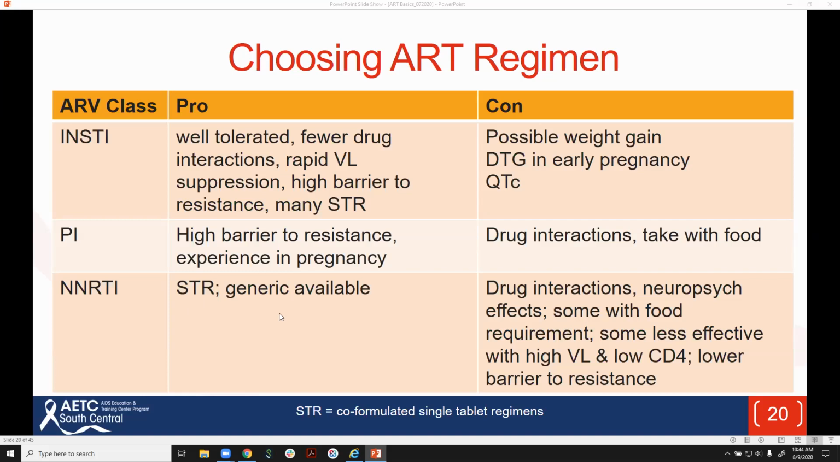There are also generics available, so that's kind of a game changer there. However, they also have drug interactions. They have a lower barrier to resistance, particularly the older ones. The newer ones not as much, but still an issue. Some of the agents require a food requirement or an acidic stomach, and some of the agents are less effective with high viral loads or a lower CD4. So not really our first class to reach to, but may be acceptable in some of your patients depending on what else is going on.